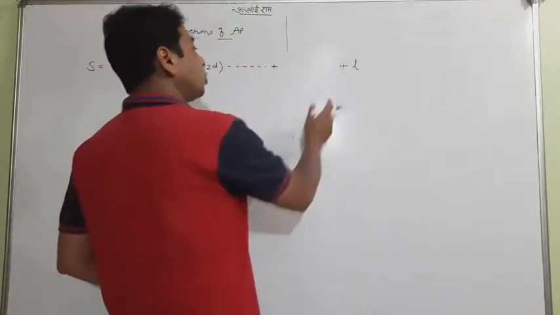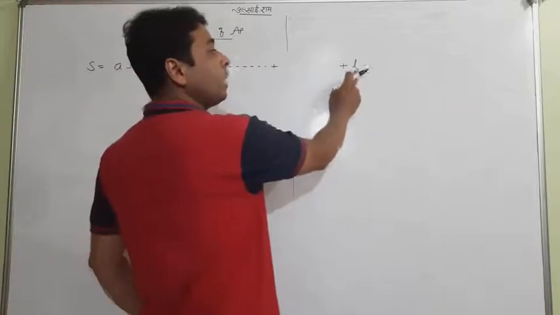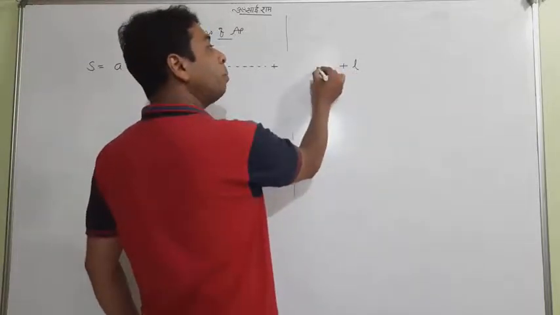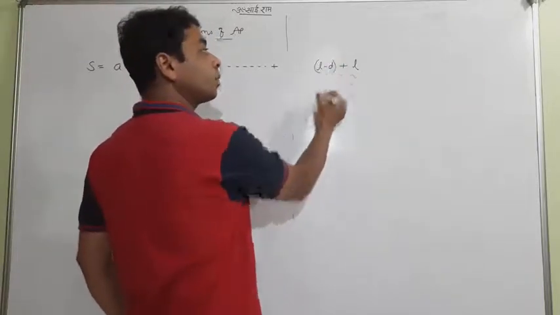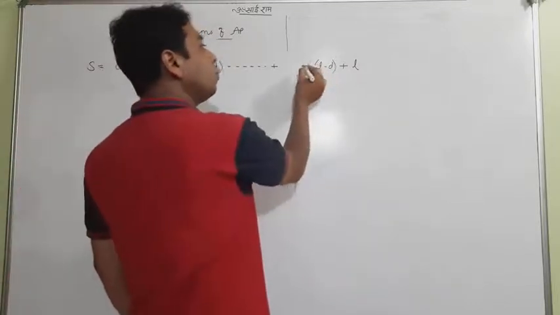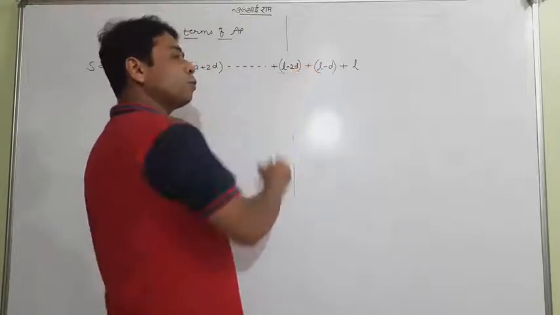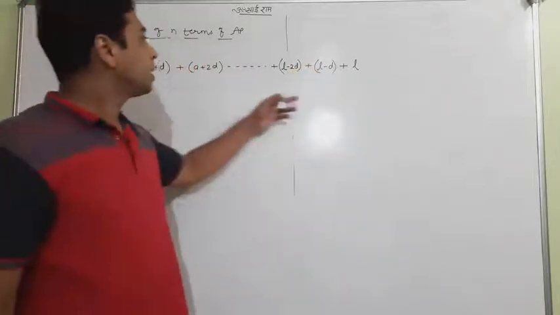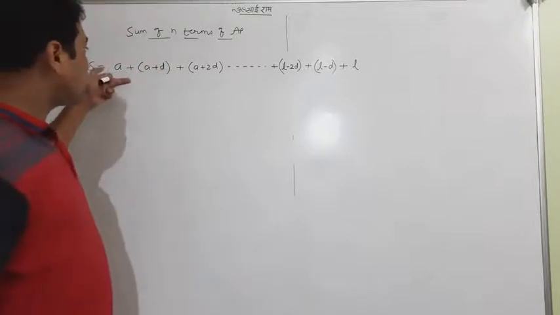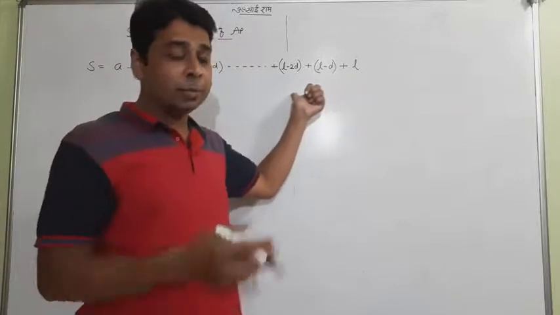I ask you one question. When the first term is A, the next term is A plus D. When the last term is L, what is its preceding term? That is simply L minus D, because D was the common difference. What is the term before that? It is very common, L minus 2D, because D was the common difference. When I go from the beginning, D will add. When I go from the ending, D will subtract.